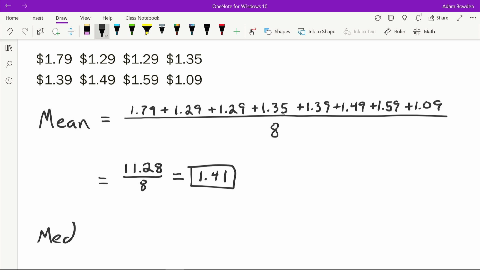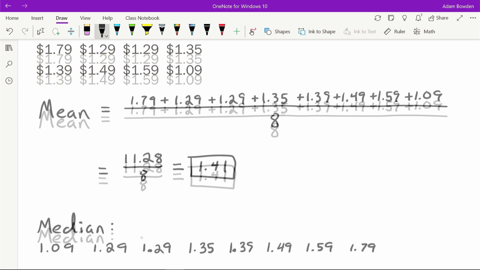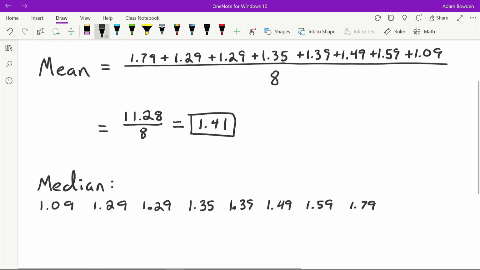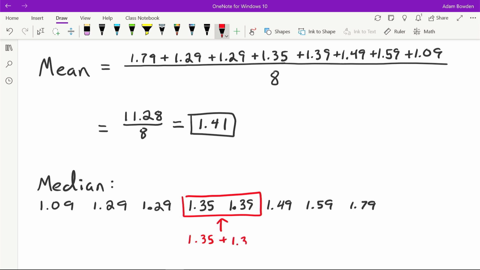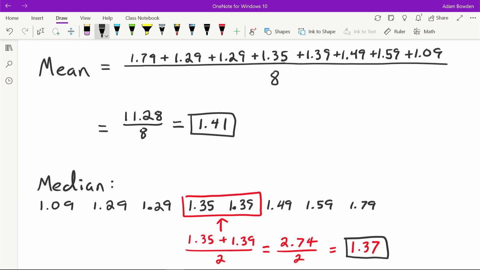To find the median, we need to first put the numbers in order. And then for the median, we're going to look in the middle and see if there's one number or more than one number. In this case, there are two numbers in the middle versus just one. So we have to find the halfway point between these two numbers. So to do the median here, we need to take the two numbers, add them together, and divide by 2. That comes out to be 2.74 divided by 2, and that's equal to 1.37. So that's our median for this particular set of numbers.